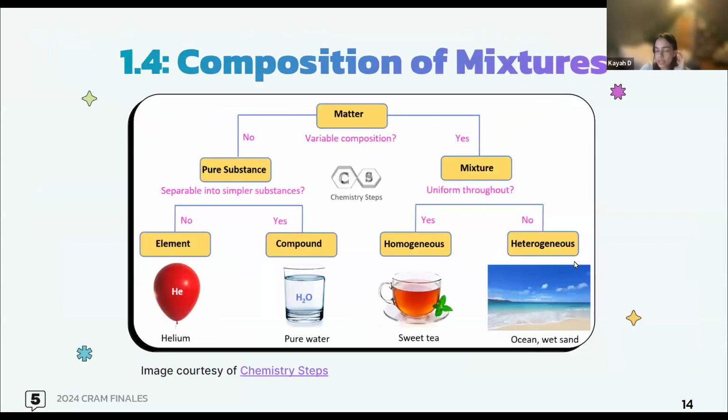Next thing that's important to know is the composition of mixtures. They don't question this too much directly, but it is important to know, as they may refer to it sometimes. So, first thing when you have any kind of matter, you're going to ask if it has a variable composition. If yes, that means it's a mixture. Variable composition means that it's made up of different things, just to clarify that. So if it's made up of different substances, then it's a mixture. And then you're going to ask yourself, is it uniform throughout? If yes, it's homogeneous, and if no, it's heterogeneous.